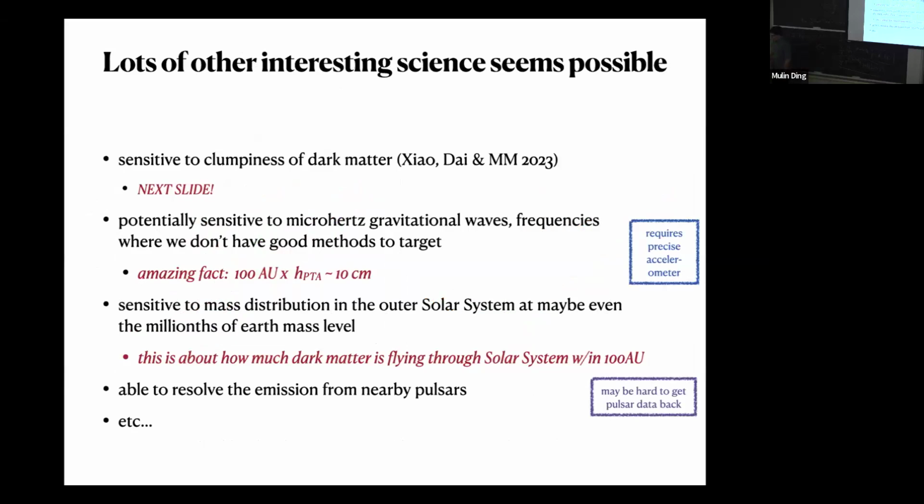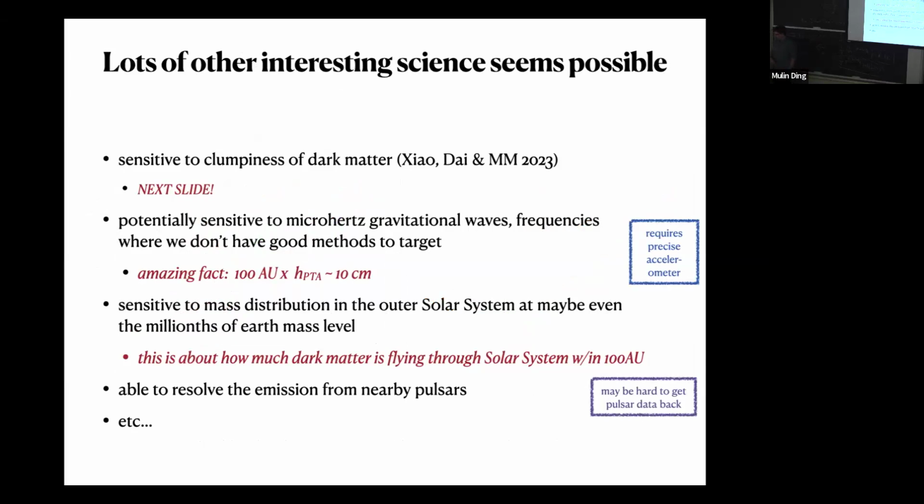Okay. So we're putting these satellites in the outer solar system. Hopefully it can do other things that are interesting too. And so we have a paper that came out a couple months ago led by Huangyu Zhao that's on constraining the clumpiness of the dark matter, and I'll talk about that on the next slide.